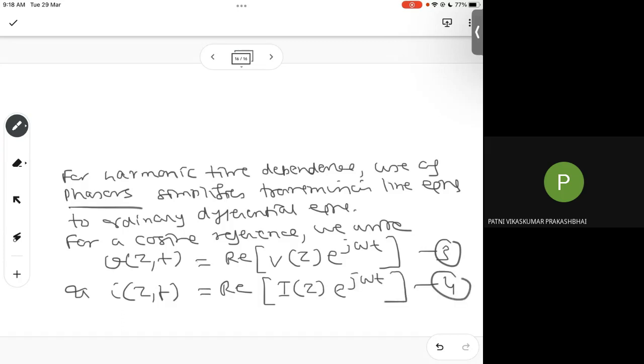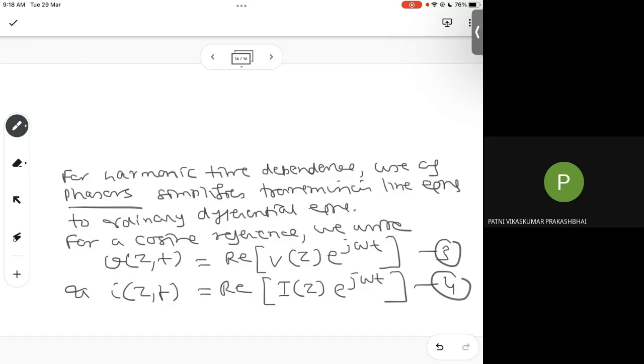So I got these 3 and 4. 1 and 2 were the simple KVL and KCL equations, to which we applied the limit delta z tending to 0, where my difference goes to differential, partial differential. Now I use the concept of phasors to make it an ordinary differential equation. So let's mark these 3 and 4. In my 1 and 2, these two expressions are there, V(z,t) and I(z,t).